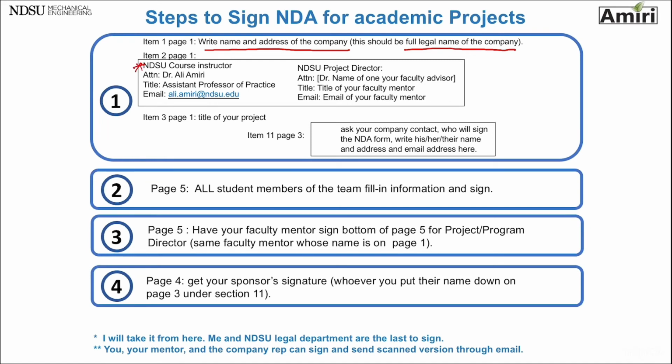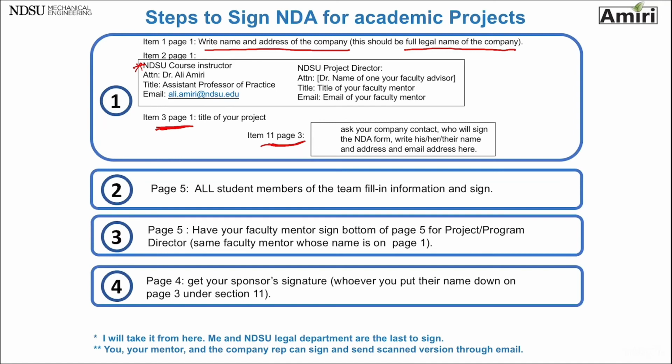There's an item 2. You write my name as the NDSU course instructor. The NDSU project director is your faculty mentor. If you have more than one faculty mentor in your project, just the name of one of them is enough, not both of them. Title is usually assistant, associate, or full professor, and their email address. Item 3 on page 1 is the name of your project. Again, use your full name, or you can use the name that was provided and shown to you in this video.